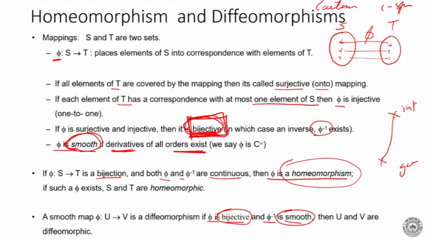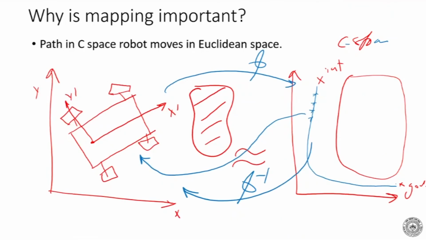So this is the importance of what we call a diffeomorphism, which is bijective, and phi inverse is smooth, when we are mapping between two spaces. Now you can also appreciate that if phi does not exist, or phi inverse doesn't exist, then there is actually no point, because the path cannot be transferred to the real world. The second is that we can transfer the path between different spaces also, provided this mapping exists.